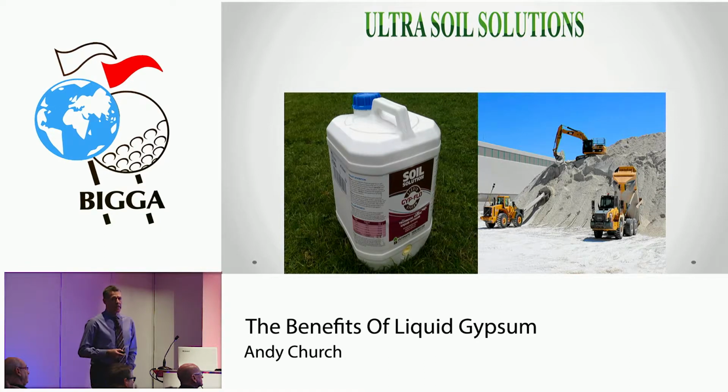So what are we talking about then? Calcium sulphate, gypsum, traditionally in a powdered form, pellets. Nowadays you can get it in a liquid form, and it's basically a calcium sulphate that is suspended in a liquid. My first job as a greenkeeper was going out with a barrow, spreading lime, calcium carbonate.